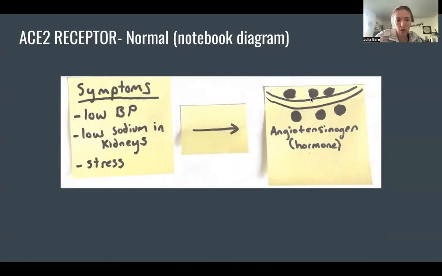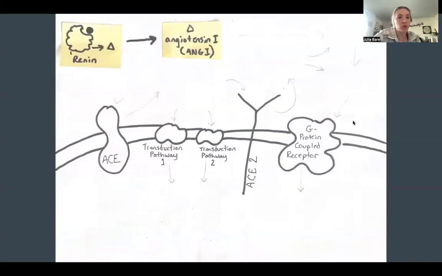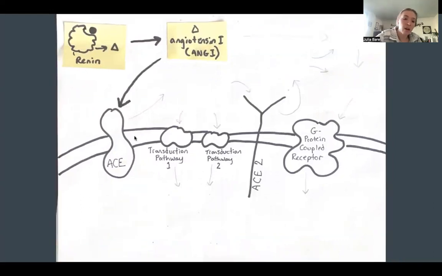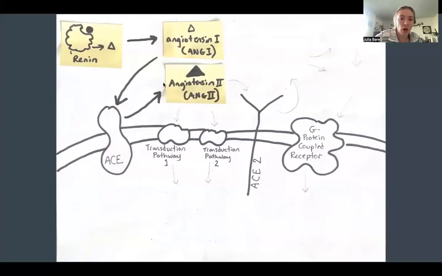Angiotensinogen, this black circle that I've drawn, is very similar to angiotensin. They've just been slightly altered by this enzyme renin. Now, angiotensin 1 is going to be absorbed and enzymatically react with this ACE receptor. ACE is an enzyme that will convert angiotensin 1, or ANG1, into Ang2, or angiotensin 2, which is very similar, but slightly different than angiotensin 1.